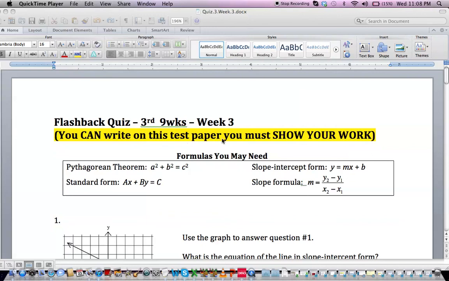On this test paper. Okay, so the hard copy that you got, I'm giving you a hard copy. You can write on it, and you must show your work. Again, you must show your work on the hard copy. Okay, I'm gonna give you a hard copy.